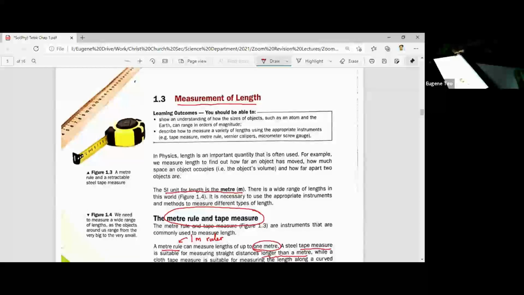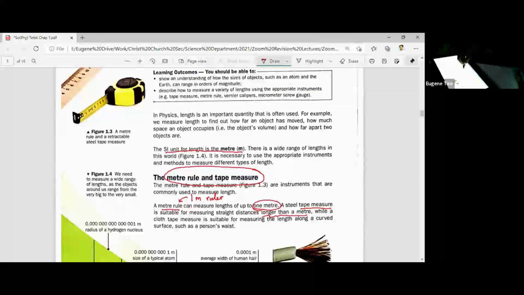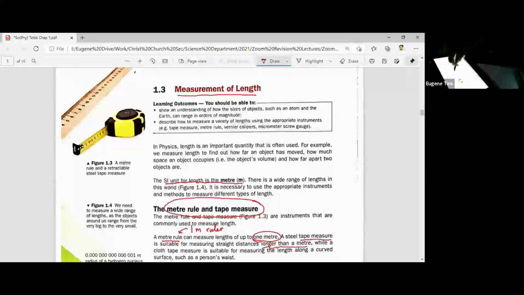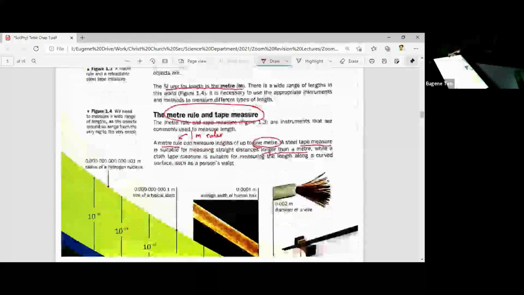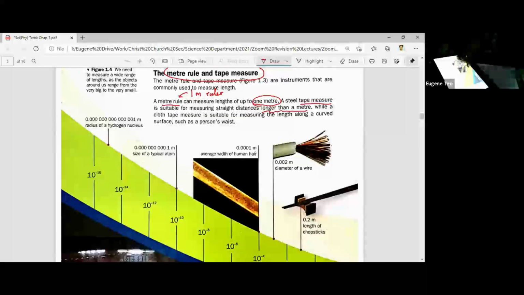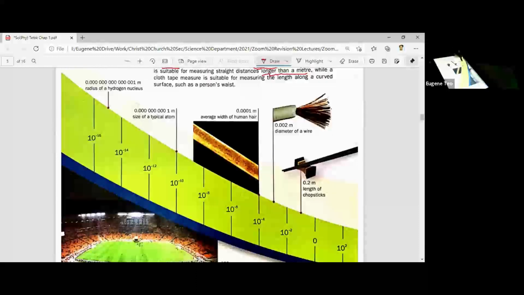Now, this is for this part here, but you realize, how come there's this idea of, in our learning objective, show an understanding of how sizes of objects such as an atom and earth can range in order of magnitudes? So did we ever get tested on this before? Is this really important? Where is this actually at? So this first one here is actually on the diagram at the bottom over here. Okay, so you can see all this over here.